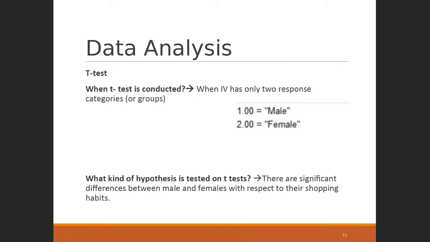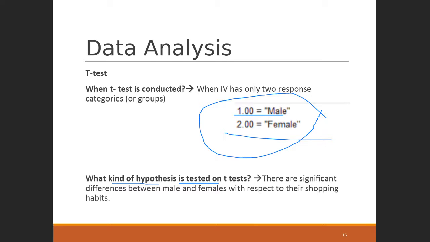So we have already discussed the t-test. Whenever your IV is measured on a nominal scale, and that nominal scale has only two response categories, we use a t-test. So what kind of hypothesis is tested with a t-test? It will tell us whether two groups are significantly different from each other or not.